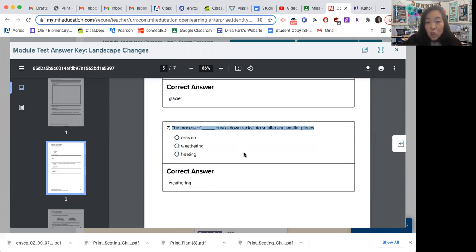And then the last question is the process of weathering. Remember, we talked about the process of weathering is the breaking down of rocks into smaller and smaller pieces. That's called weathering. All right.